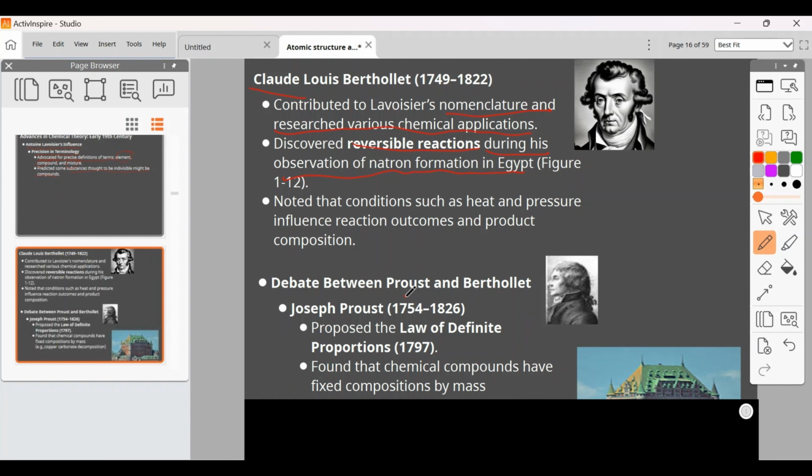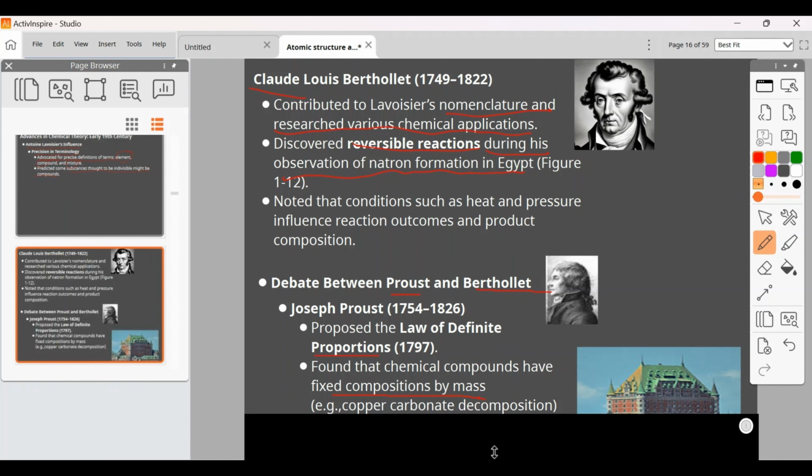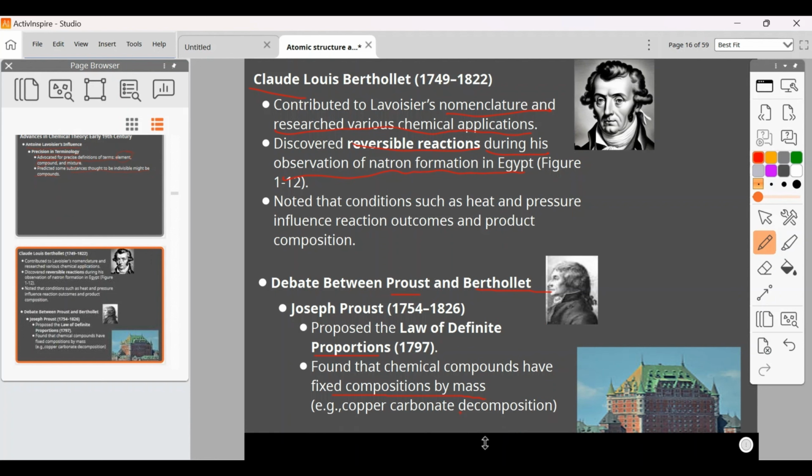There was a debate between Proust and Berthollet. Joseph Proust, in the 18th century, proposed the law of definite proportions. He found that chemical compounds have fixed composition by mass, and this is called the law of definite proportions. Example: copper carbonate decomposes. This picture shows the decomposition of copper carbonate in a building.